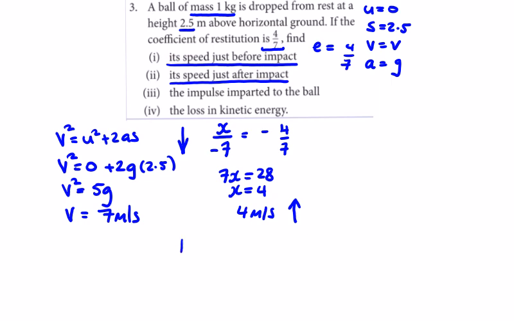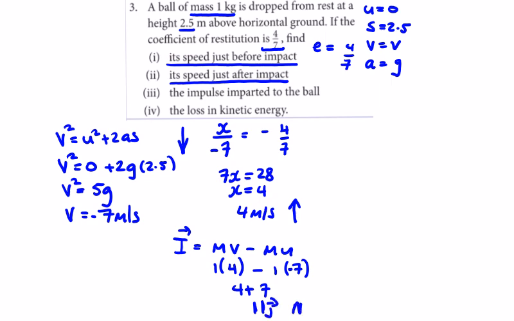The impulse imparted to the ball is mv minus mu, and we're talking about the mass being 1 times the velocity afterwards being 4, minus the mass of 1 and the velocity beforehand being 7. And just tag in your minuses so you get 4 plus 7, which is 11. That's J, in Newton seconds.